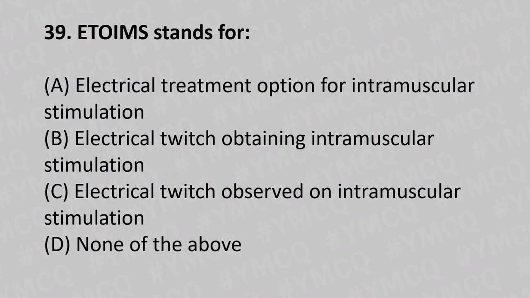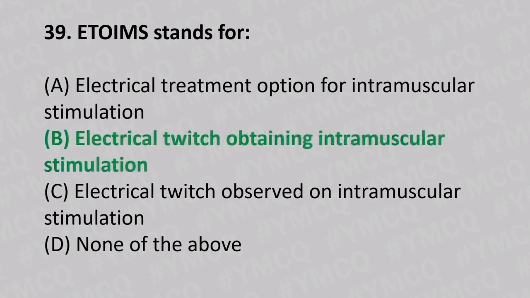ETOIMS stands for option A, electrical treatment option for intramuscular stimulation. Option B, electrical twitch obtaining intramuscular stimulation. Option C, electrical twitch observed on intramuscular stimulation. Option D, none of the above. And the answer is option B, electrical twitch obtaining intramuscular stimulation.